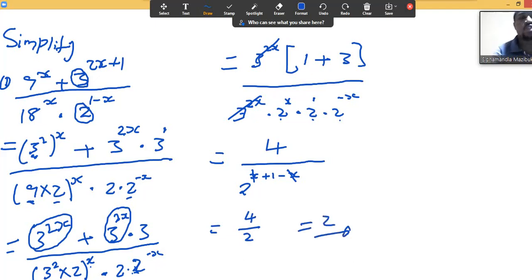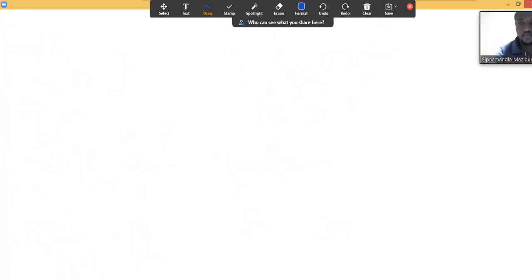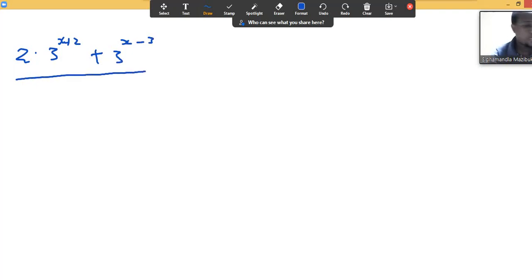Okay, so let's try to look at the next example. In this case we have 2 times 3 to the power x plus 2, plus 3 to the power x minus 3. This is all over 5 multiplied by 3 to the power x minus 2.